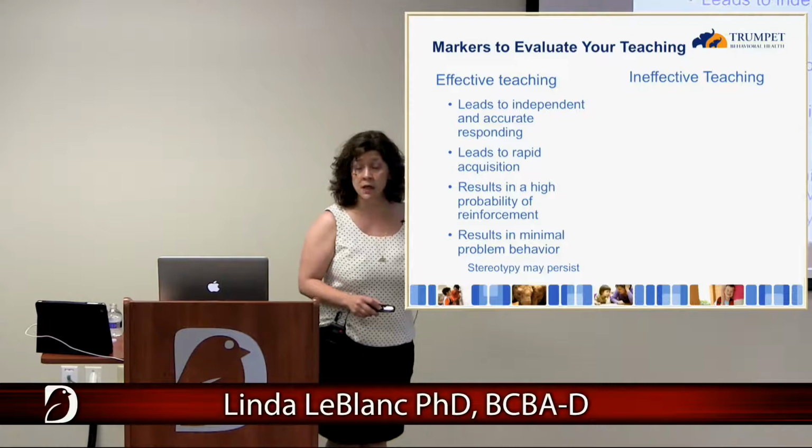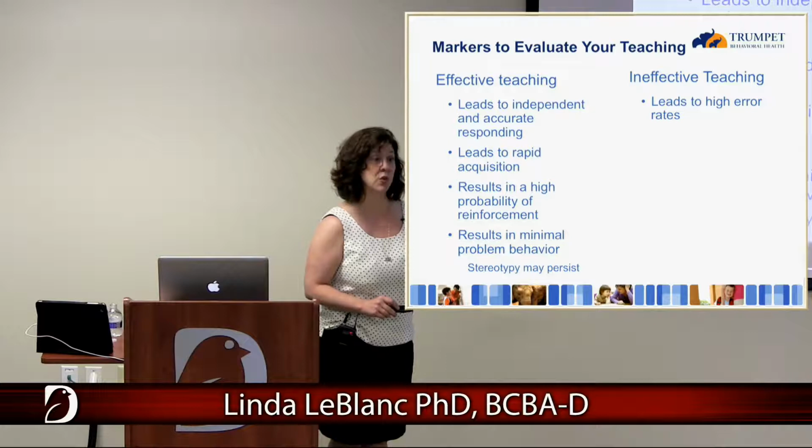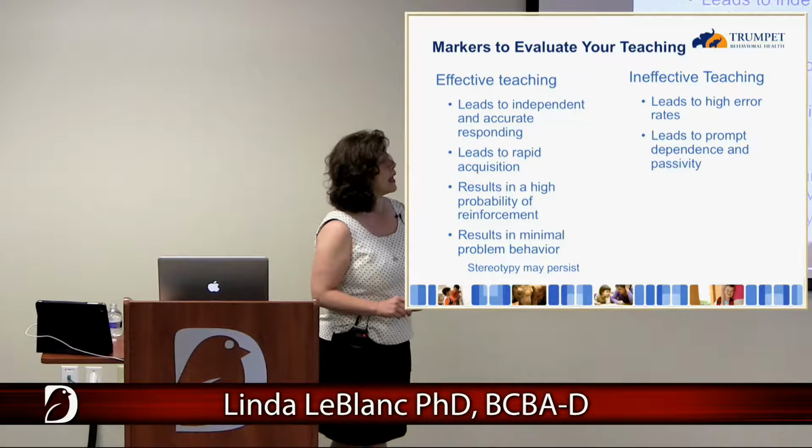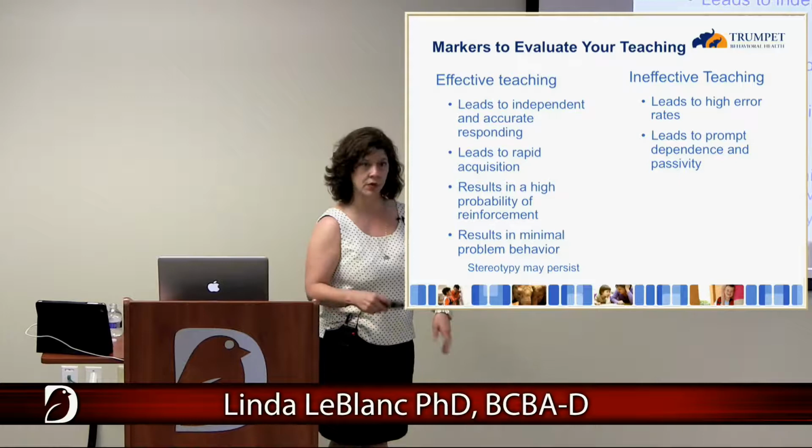On the other side, these would be indicators that your teaching procedures are not yet optimal. There might be high error rates. So 20% accuracy would indicate 80% wrong, and that's a very high error rate. Prompt dependence and passivity, which often comes about as a result of error correction procedures where things go better if I just sit and wait for you to go through all of the first stuff before we finally get to something that actually indicates how I should respond.